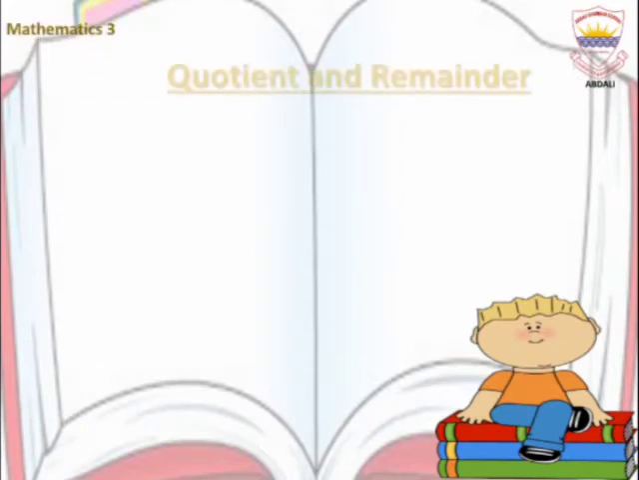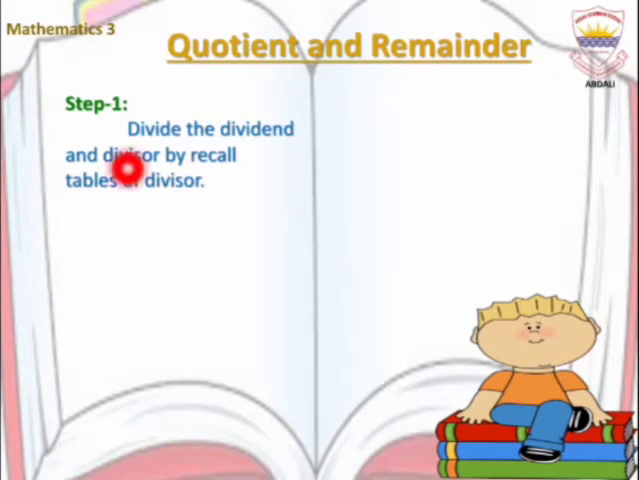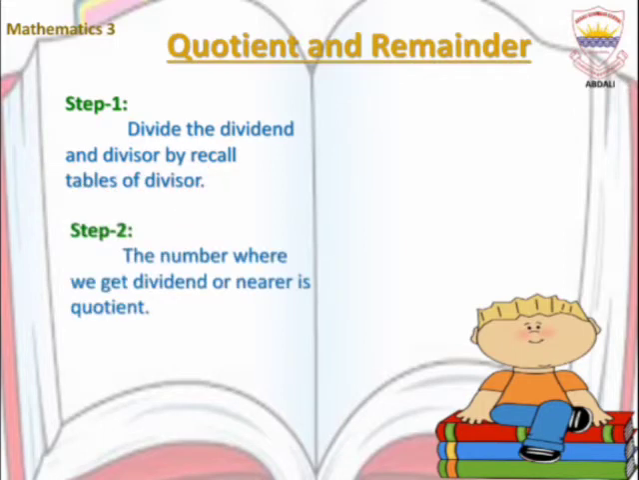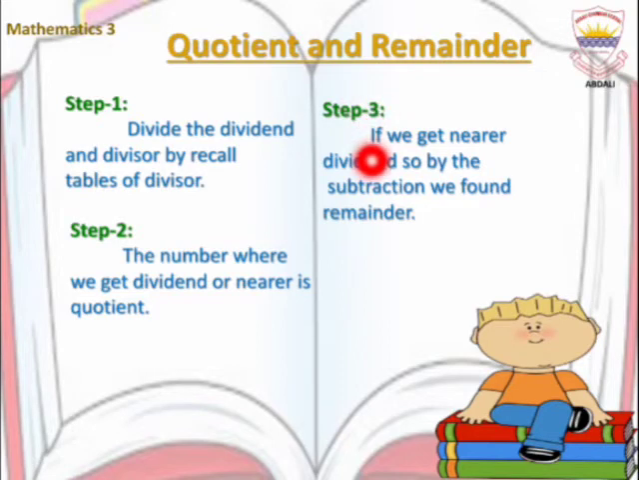Now student, let's discuss some steps. Our step 1 is divide the dividend and divisor by recalling the tables of the divisor. Our second step is the number where we get the dividend or nearer is the quotient. Our step 3 is if we get nearer to the dividend, then by subtraction we find the remainder.